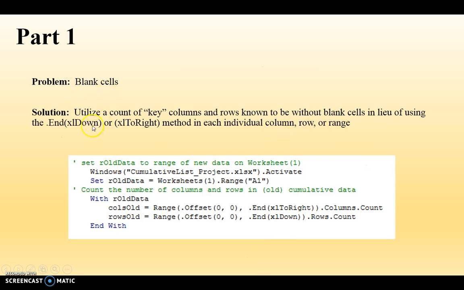So blank cells, the solution to that was to utilize a key count. Key columns or rows that I know don't have any blank cells in them, in lieu of using the standard xlDown or xlToRight. And this is an example where I used that. You can see the count here.